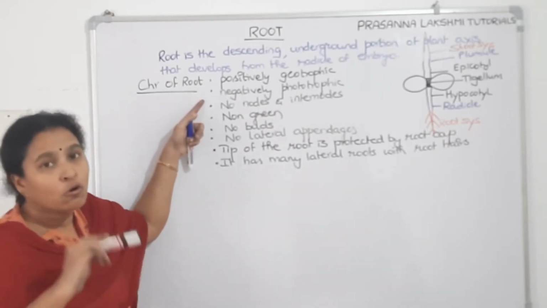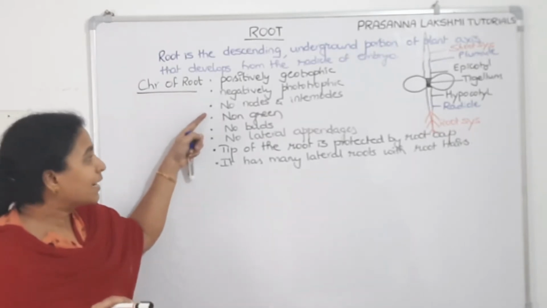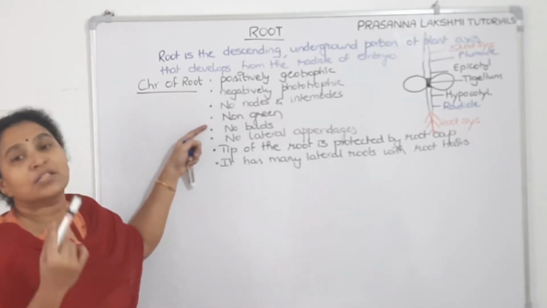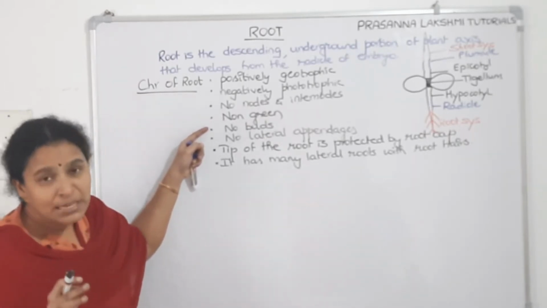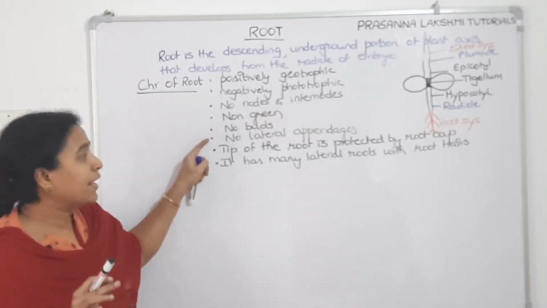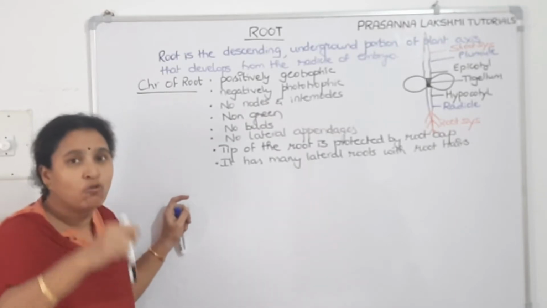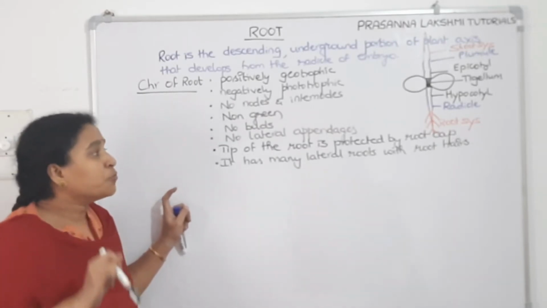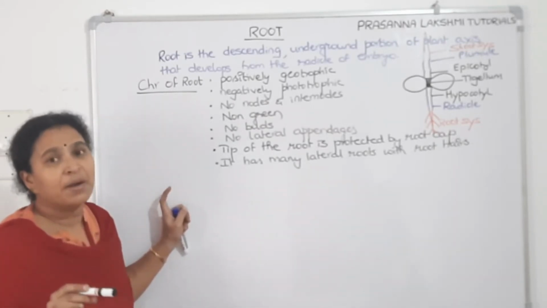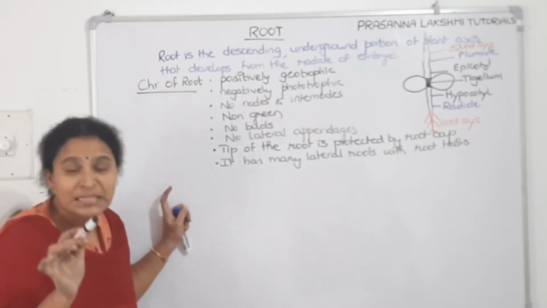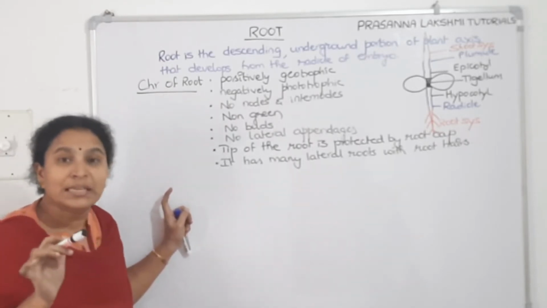So there are no nodes and internodes. That is why it's non-green. It's not having any buds, because nodes and internodes are not there. No lateral appendages. The tip of the root is going into a harsh environment where stones, pebbles and all are there. So to protect itself from the harsh environment, the tip of the root, which is having meristematic cells, is protected by a root cap.